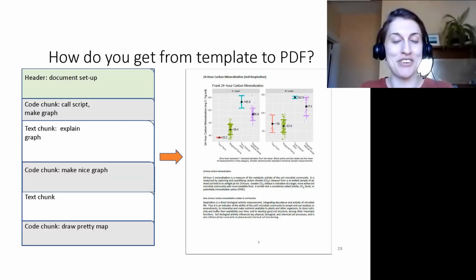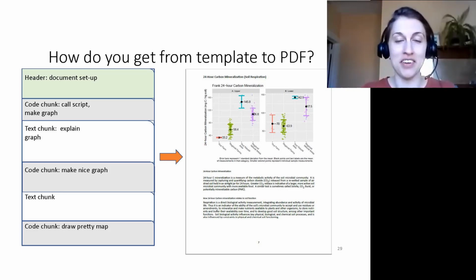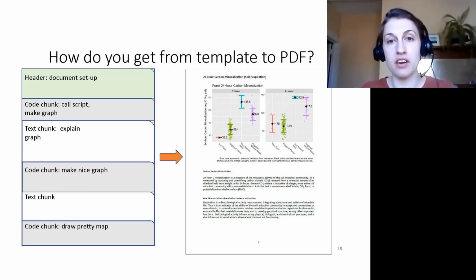Which really brings us to the question, how do we get from this document with these different chunks and the code and the data and the setup to a polished PDF? That's where R Markdown as a tool really shines, because you don't have to worry about setting up the size of your graph or your margins or all of that tweaking. You do it once in the template, and then every time you run your template, you get an output in your specified format.